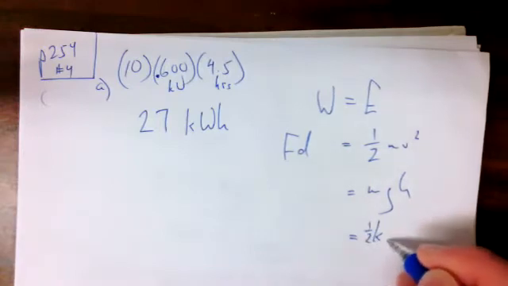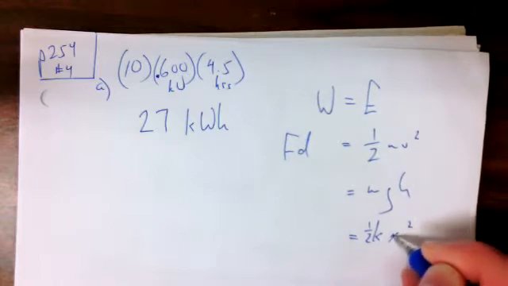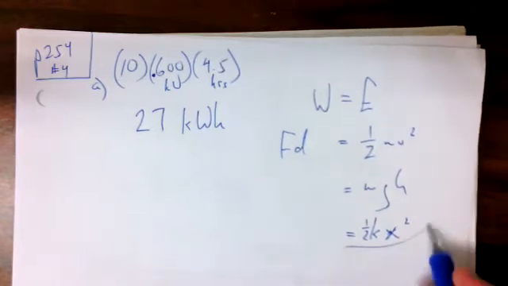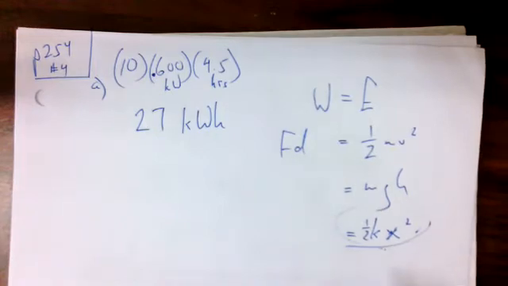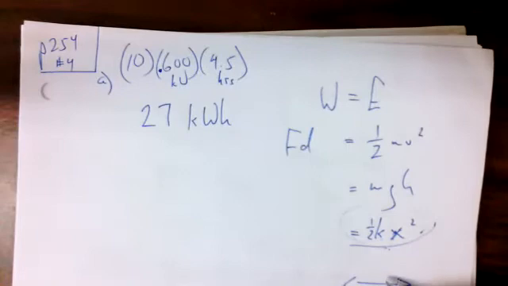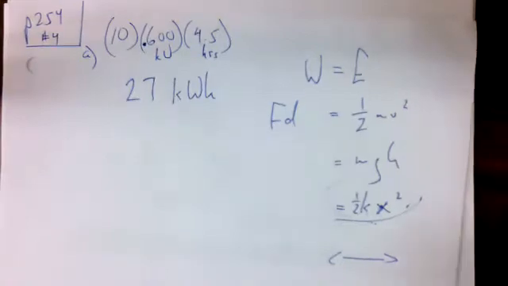1/2 kx squared. This is elastic potential energy. K is a constant. x is the distance that it's stretched or compressed. So it's just one of those things that can cross over. It's known by one thing, but can be known by another. I don't know how else to mention that.